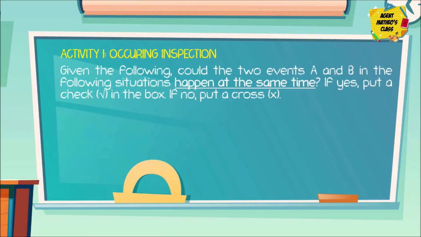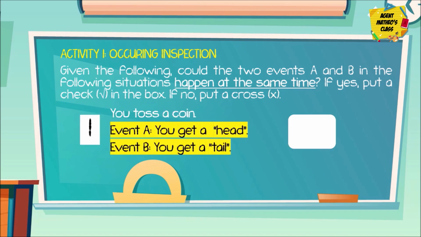So let me guide you with Activity Number 1, Occurring Inspection. Given the following, could the two events A and B in the following situations happen at the same time? If yes, put a check in the box. If no, put a cross X. Get your paper and pen and try to answer the following.